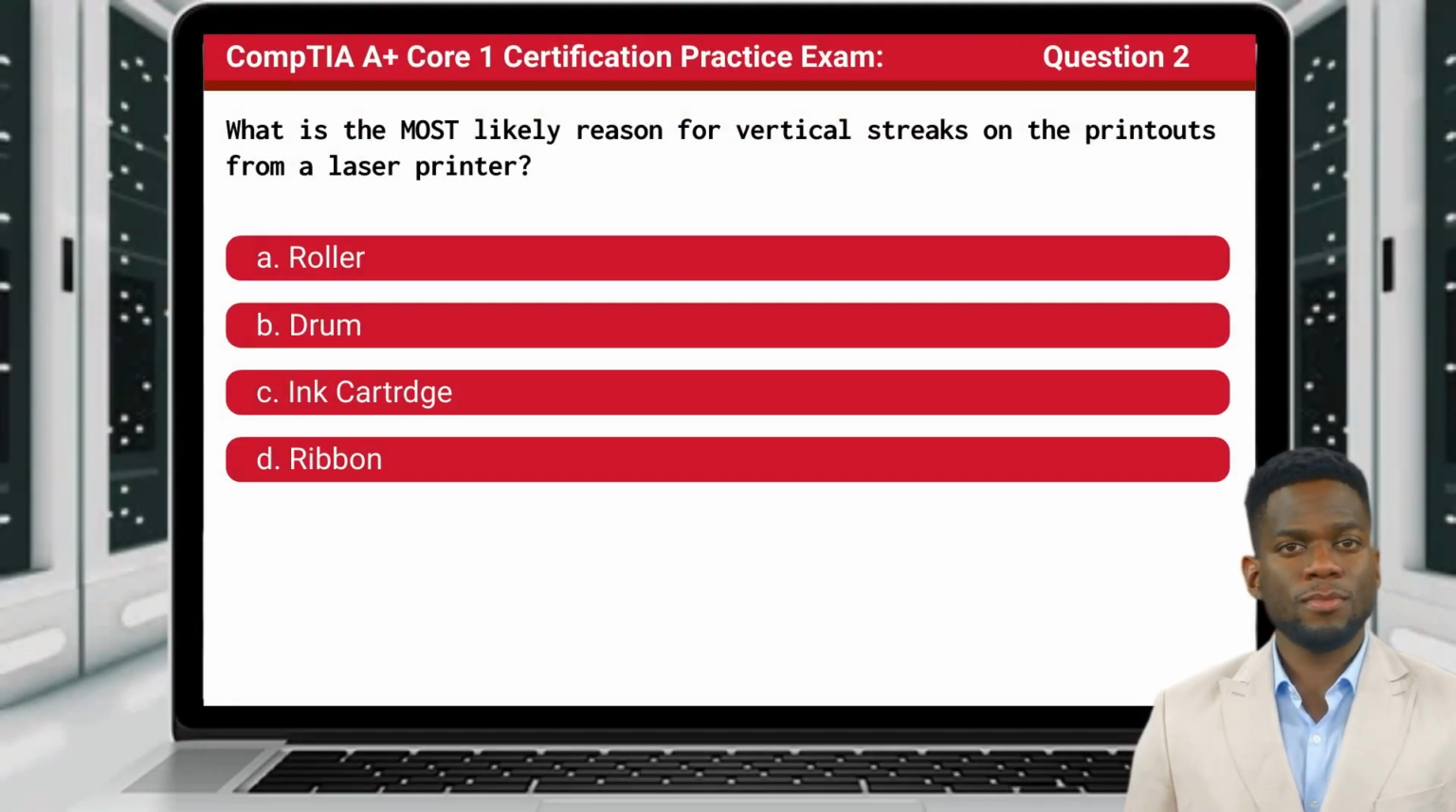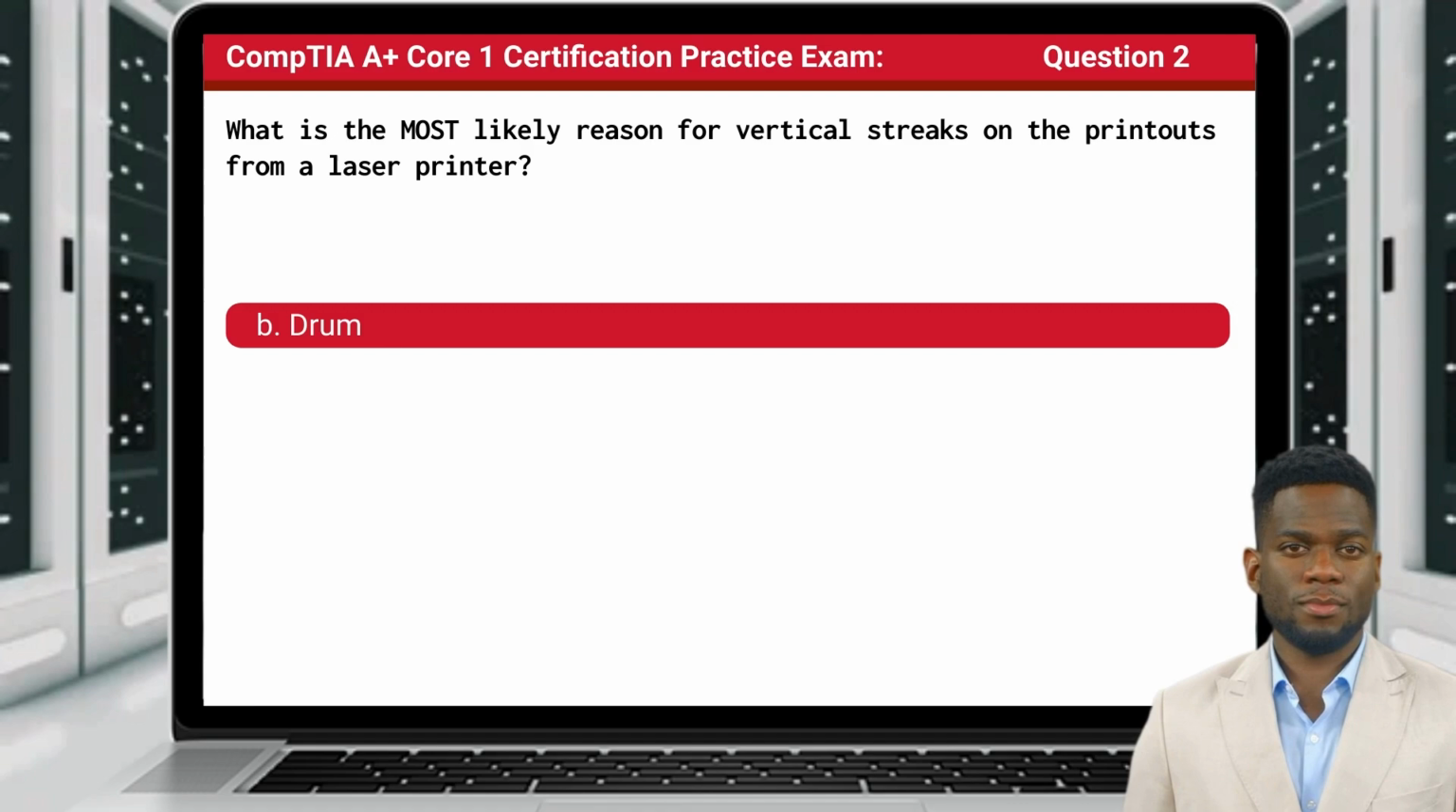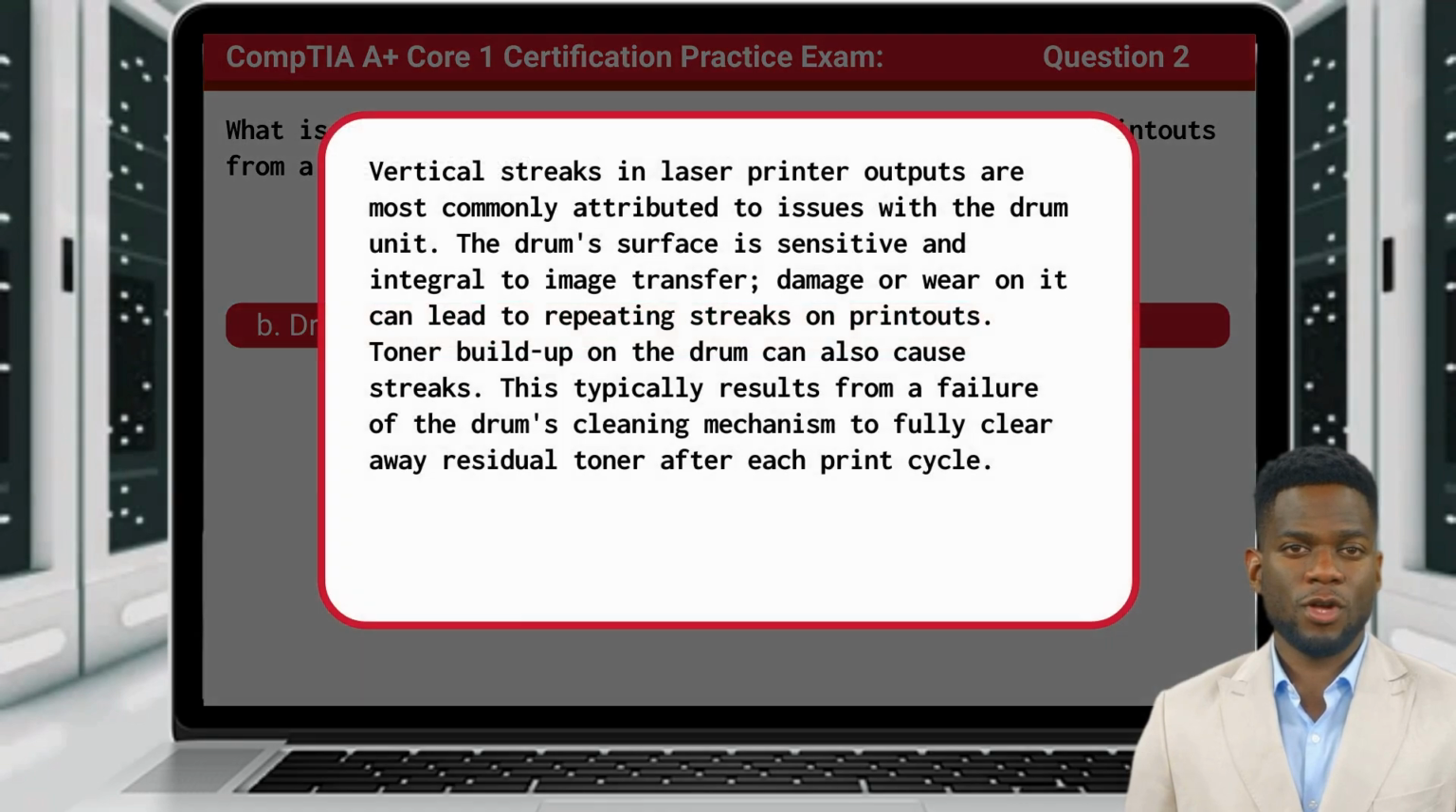Question 2. What is the most likely reason for vertical streaks on the printouts from a laser printer? The answer is B, drum. Vertical streaks in laser printer outputs are most commonly attributed to issues with the drum unit. The drum's surface is sensitive and integral to image transfer. Damage or wear on it can lead to repeating streaks on printouts.